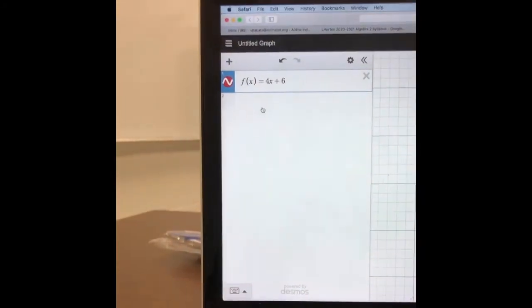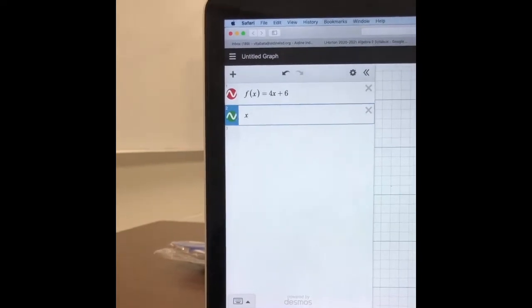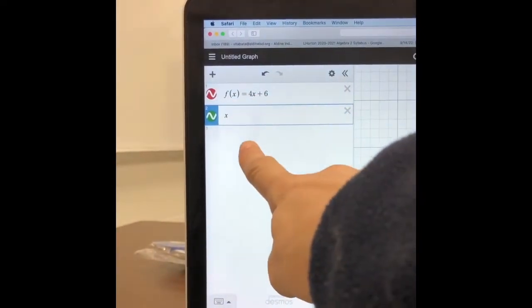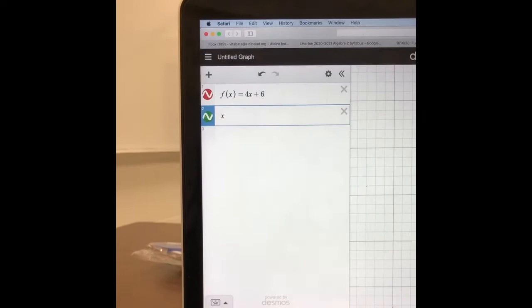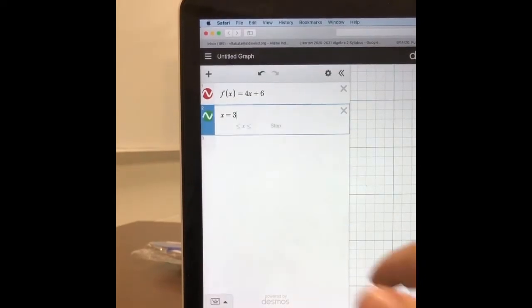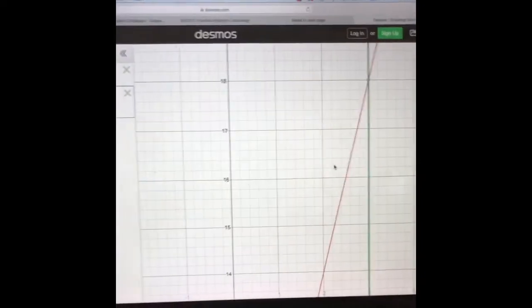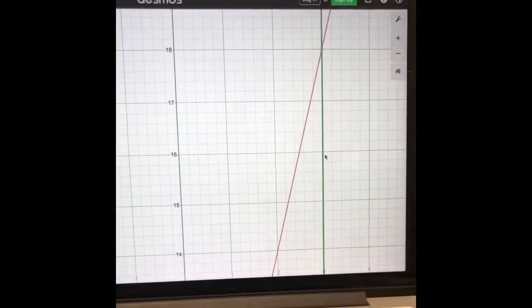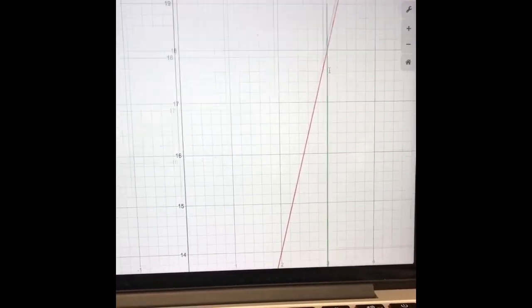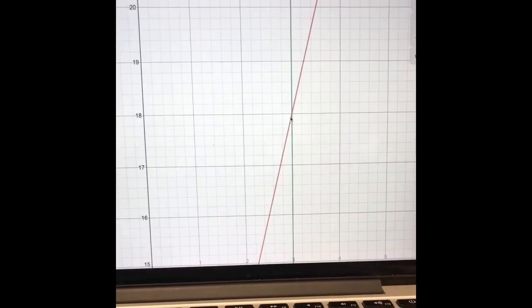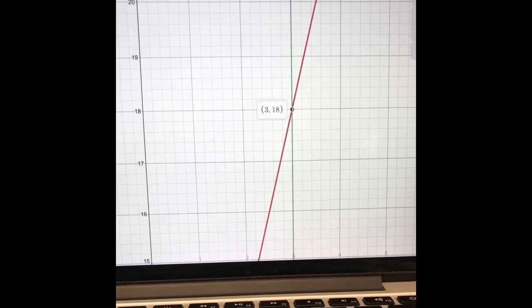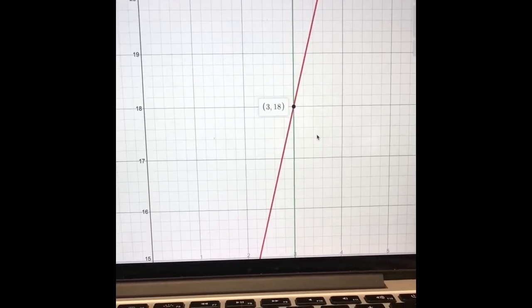Another thing you can do, kind of a shortcut, is after you've typed in the function already, you can go down below and type in, I want to know when x is 3. It's going to put a line through x equals 3. And you can see where those two lines intersect, okay? And they intersect at 3, 18.